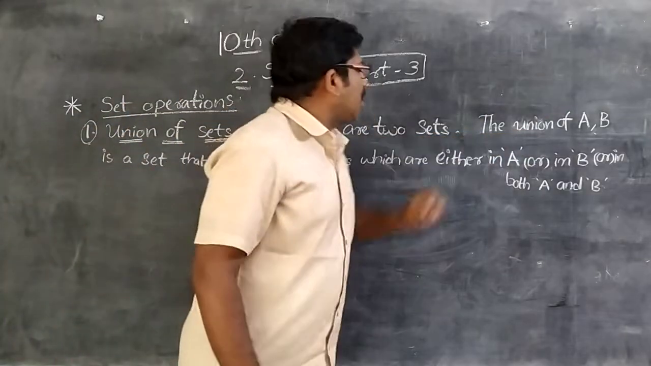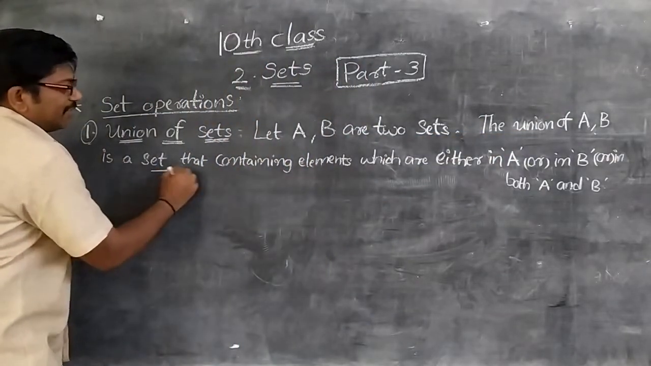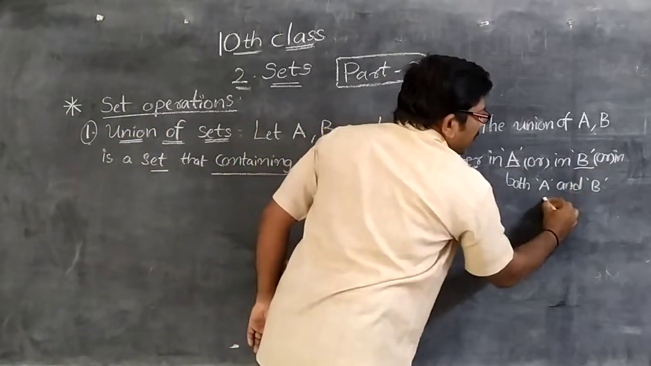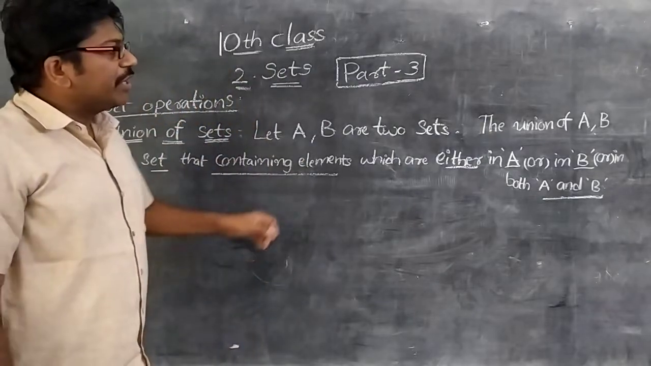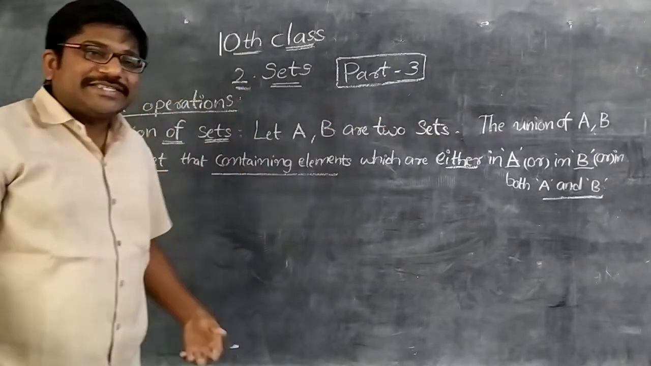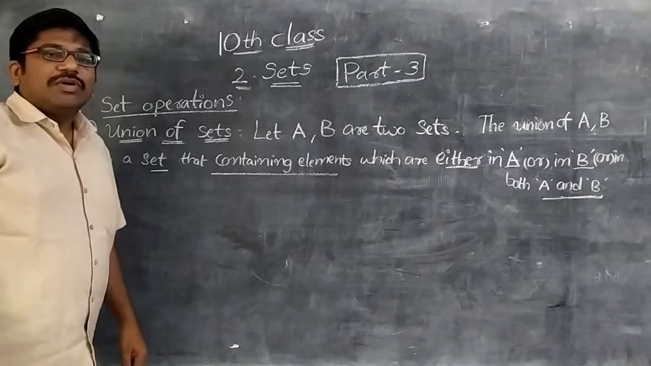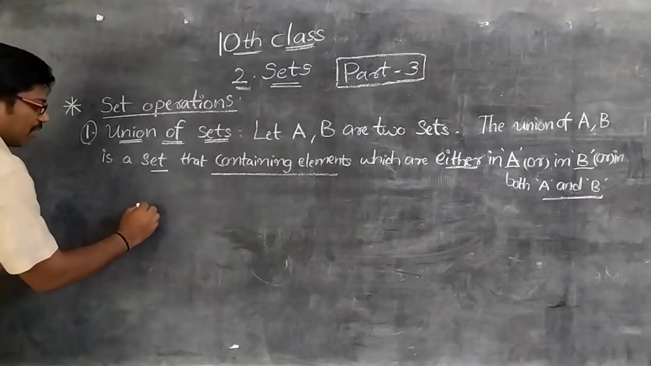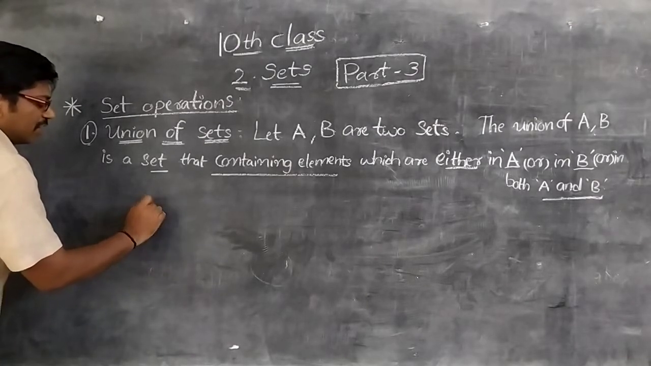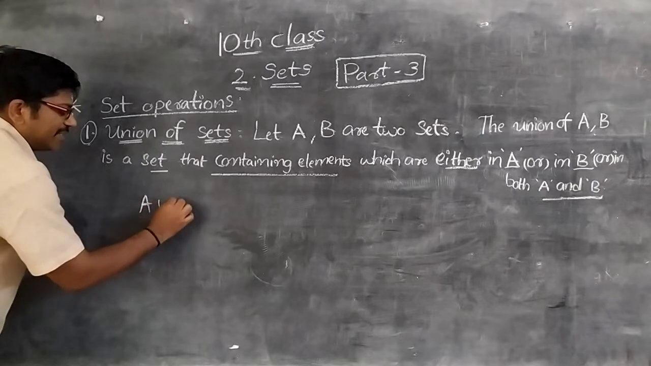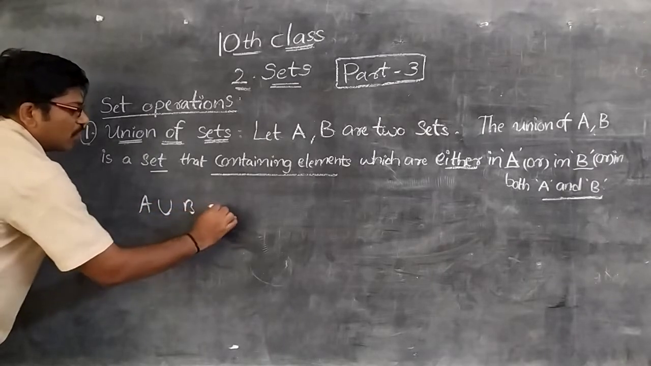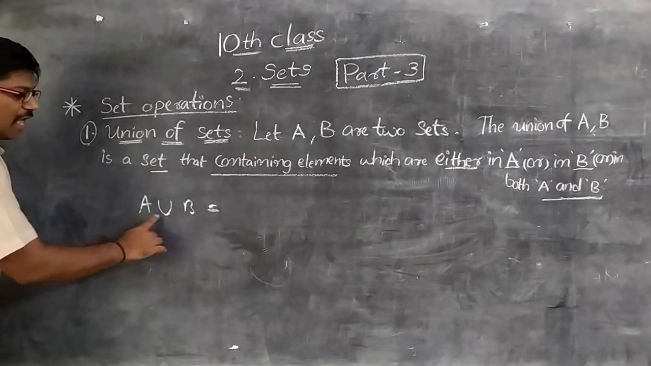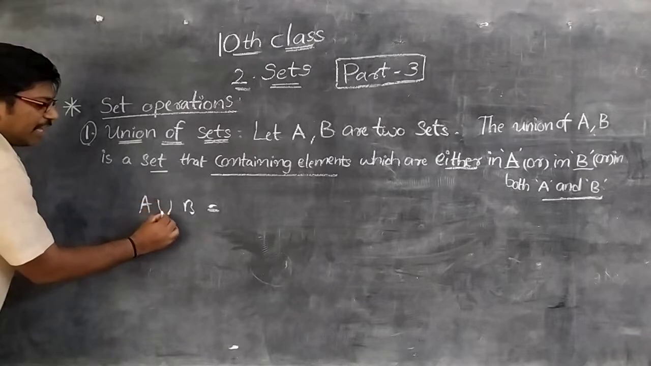The union of A, B is a set containing elements which are either in A or in B or in both. Okay, the union of A, B sets is a set containing elements which are in both or in either A or B. Suppose the union of A, B is written like this: A union B. So the union of A, B is denoted with A union B.